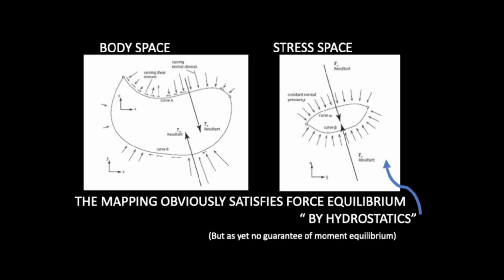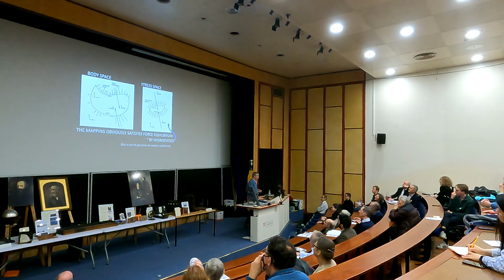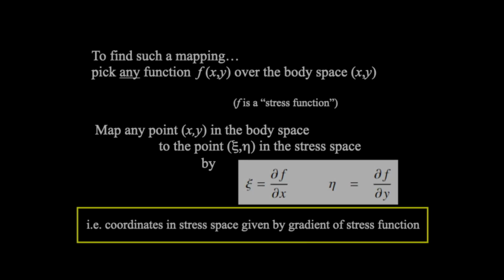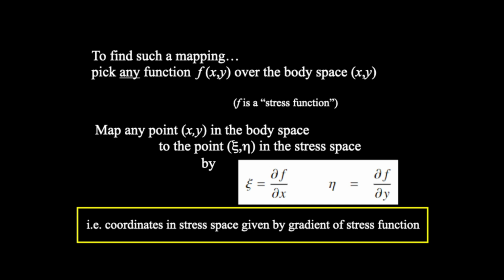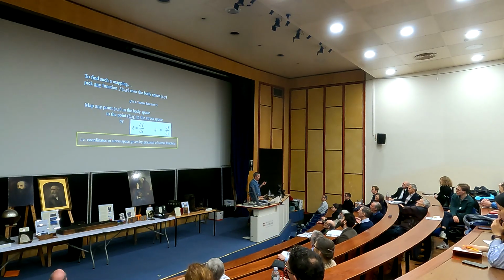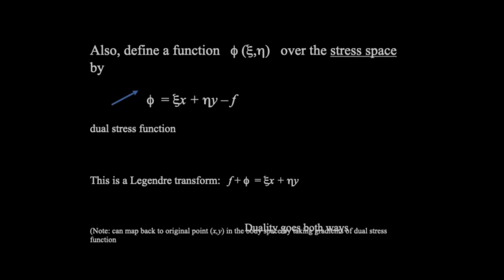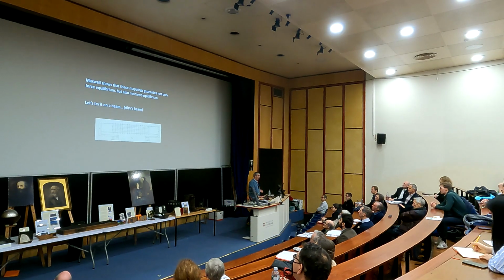Obviously, it satisfies equilibrium because it's closed on that side. Hydrostatics says it's got to be in equilibrium. And now we'll get moment equilibrium as well as force equilibrium. So to find such a mapping, pick any function, take its slope, its gradient, and plot it over in the stress space. And you can also define the second function, which is basically the intercept, the negative intercept, which is defined by the Legendre equation there. And so let's do that.